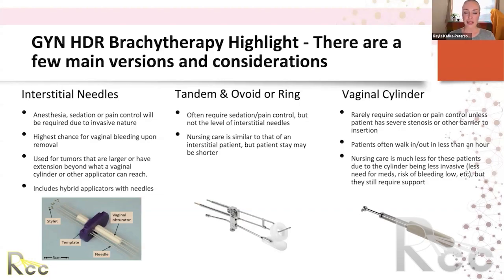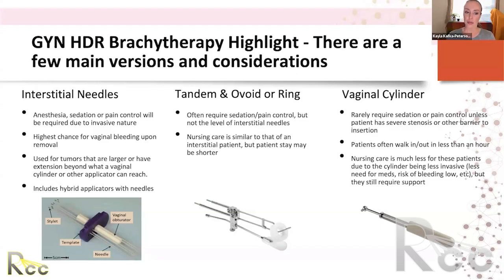Tandem and ovoid or ring, these patients usually require some sedation or pain control, but not at the level of interstitial needles often. Nursing care is similar to that of an interstitial patient, but the patient's stay may be shorter, not always. And then vaginal cylinder, these patients rarely require sedation unless they have severe stenosis or very painful insertion. But because it's not puncturing the tissues, the vaginal cylinder treatment is very well tolerated by most patients, and they walk in and walk out.